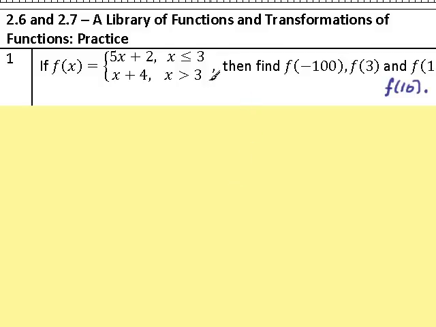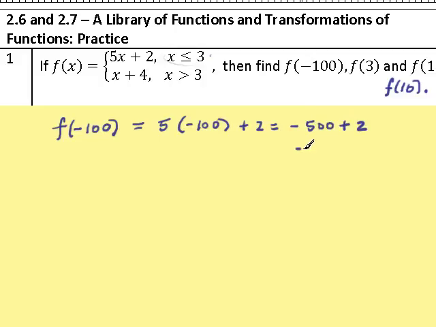In number one, we have a piecewise defined function, and we just want to find these values of the function. So f of minus 100 is obtained by substituting minus 100 into this top expression, 5x plus 2, and that's because minus 100 belongs to this category. Minus 100 is less than or equal to 3, so we use the top expression. So we have 5 times minus 100 plus 2, minus 500 plus 2, or minus 498.